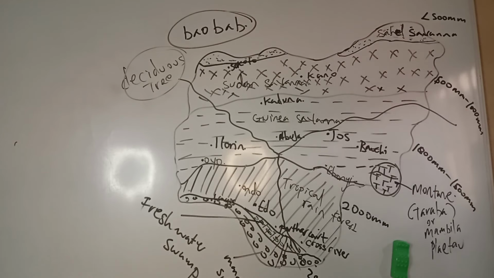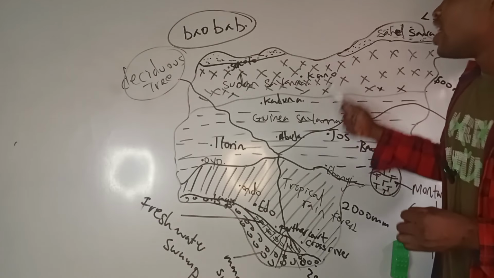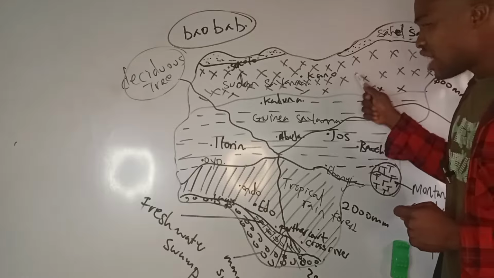In a larger context, we call them the Afro-Alpine vegetation. So that's that for the Guinea Savanna and the islands of the Guinea Savanna, or that's that for the Guinea Forest or the mosaic vegetation. Now, moving on to the more northern part of Nigeria, we have the Sudan Savanna. The Sudan Savanna is popularly referred to as the Northern Guinea Savanna.